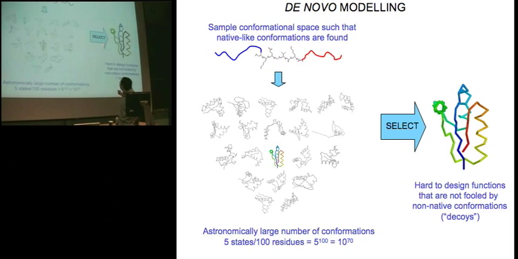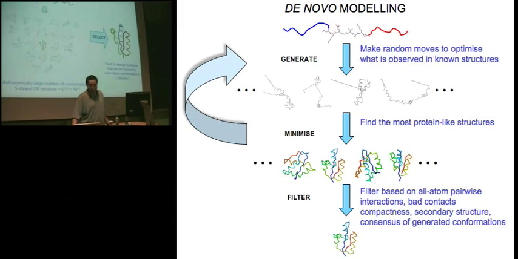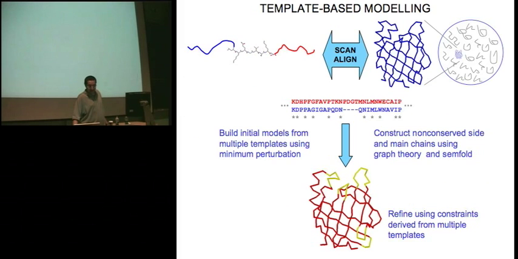And it's very, very hard to design a function that will say, hey, this is the right answer versus all the others. And so this is the reason why the structure prediction problem, the protein folding problem, is so hard. And the technique for doing it, I will not get into detail.